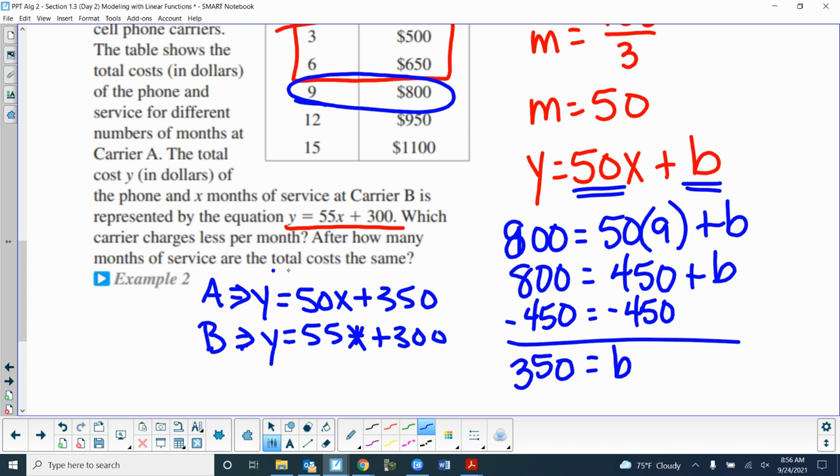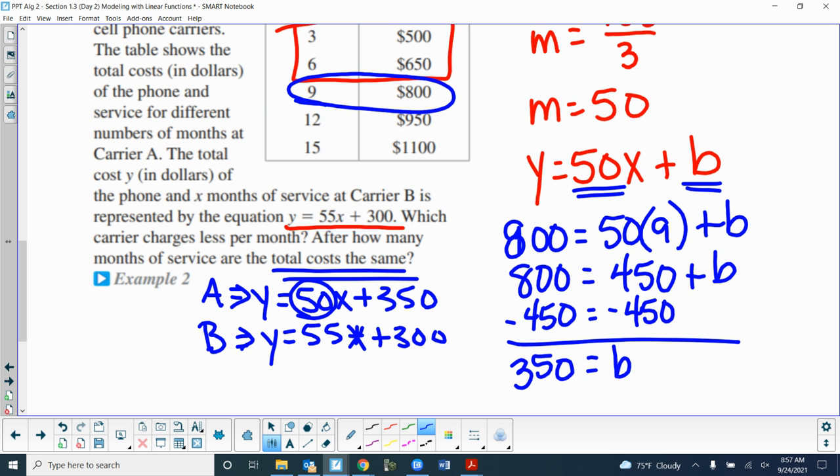So what do we got to do to find when the total costs are the same? What do we do with those two equations? Same means what? Equal, right? So we're just going to set them equal to finish that up. It comes out to be 10 months. Carrier A is less per month because it's $50 a month. Carrier B was $55 a month. Okay? That slope tells us how much per month.